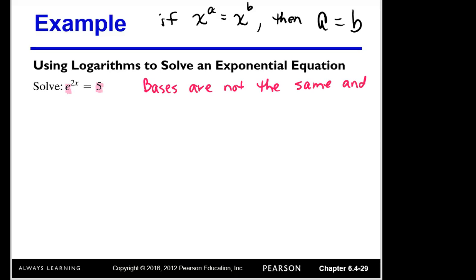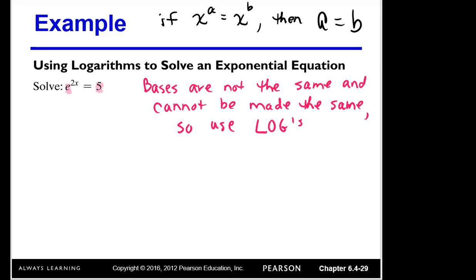And they cannot be made the same. So you have to use logarithms. Like before, we had 3 to the x equaled 27, and we'd change the 27 to a 3 cubed. And then we'd have a 3 to the this equals a 3 to the that. So we'd make the this equal to that and we'd solve it. If you cannot make that happen, then you have to use logarithms.